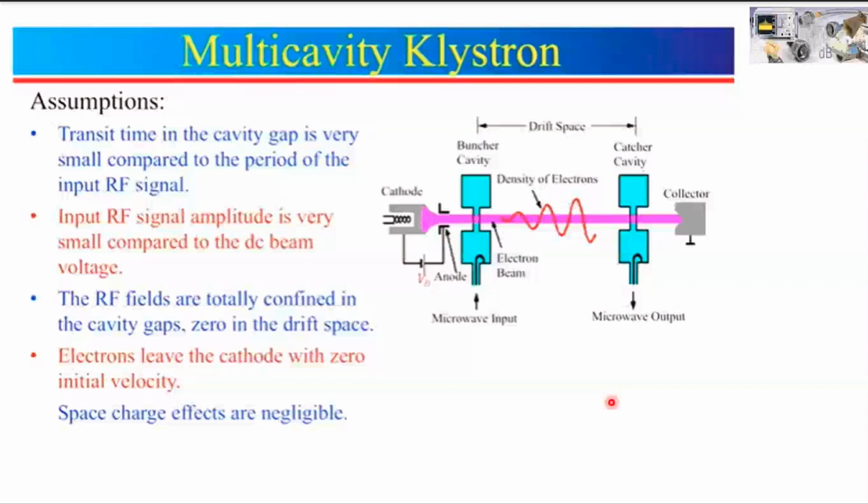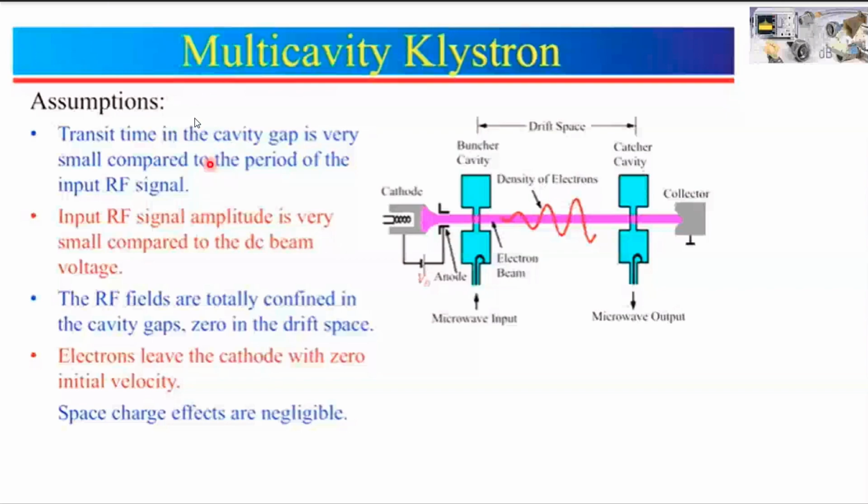So let us start with the assumptions. The first assumption, as I was discussing, is that the electron transit time in the cavity gap is very small compared to the period of the input RF signal. This assumption is made to neglect the back and forth movement of electrons in the cavity gap, so that oscillations may not be produced. To avoid that, we have assumed this.